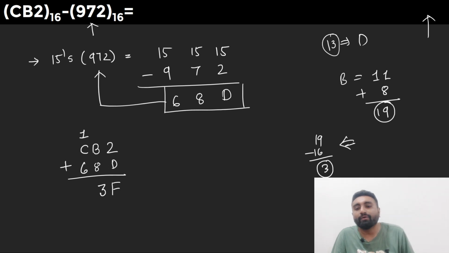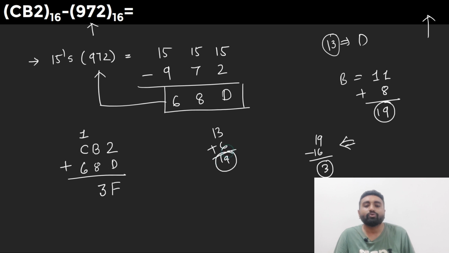Now again, the addition that we need to do over here: C plus 1 is going to be D. Okay, and D is 13, and 13 plus 6 is going to be how much? Here we have done it, it is going to be 19. So 19 can be written as 3, and there is one carry.